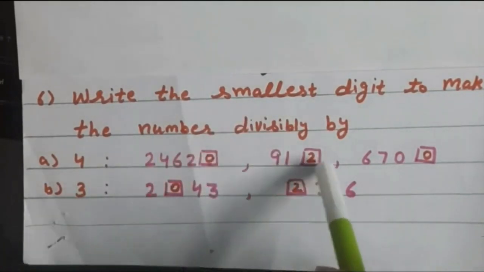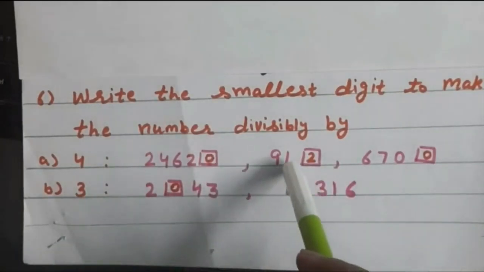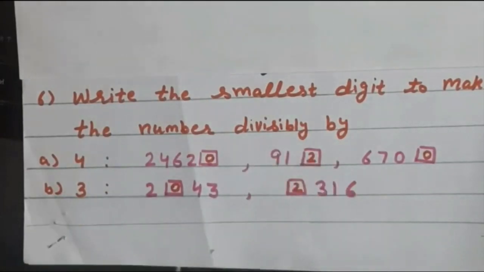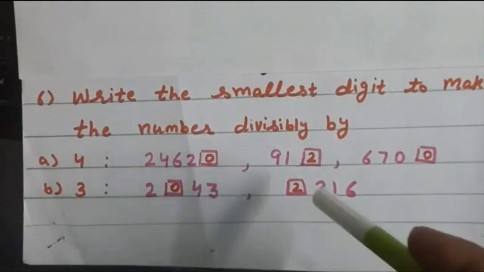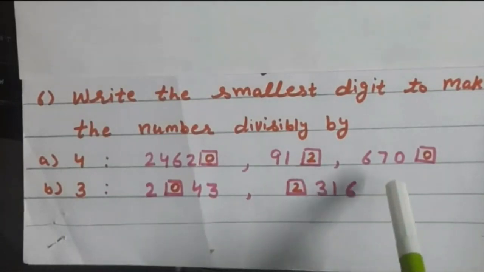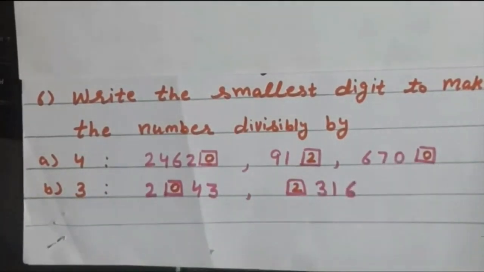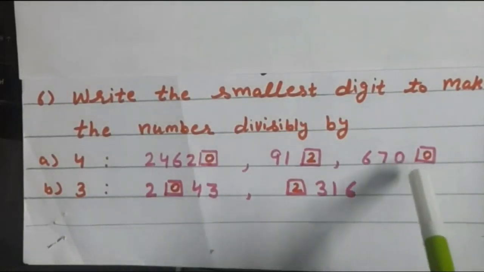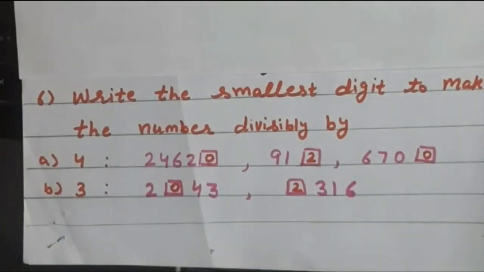Next is 9 1 dash. 1 is there. We will start with 0. If we write 0 here, 10. 10 is not divisible by 4. After 0, 1: 11 is also not divisible. So we will take 2, 12. Yes, 12 is divisible by 4. So we will write down 2 in this empty place. Right? Next is 6 7 0 and dash. If we write 0, we get 00. It is divisible by 4. Understood?